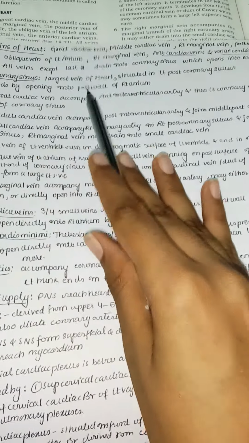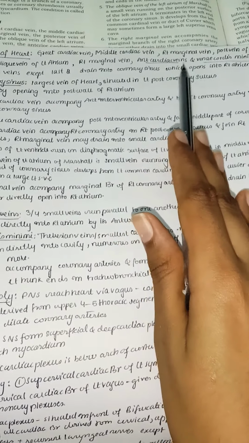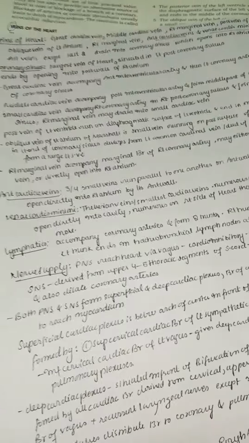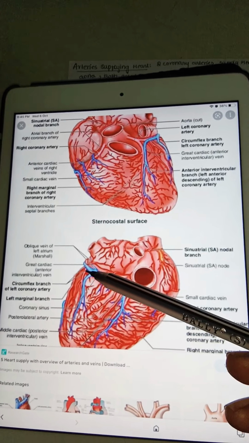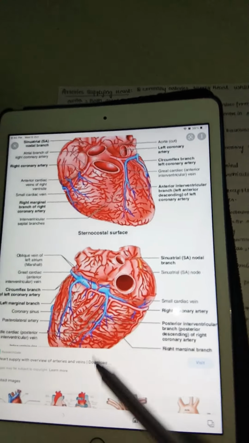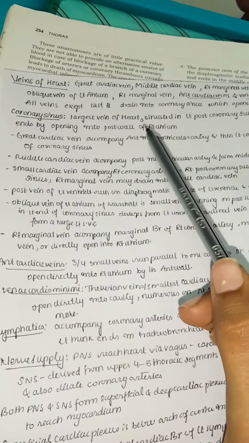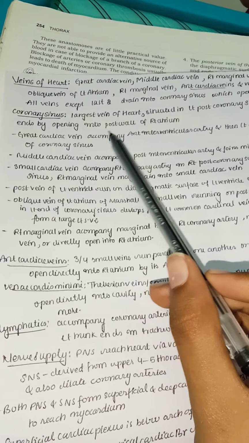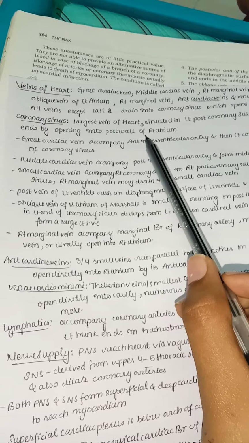Coronary sinus is the largest vein of the heart. It is situated in the left posterior coronary sulcus. So you know what is the posterior coronary sulcus. For example, if you see this is the posterior side of the heart, so here you will have the posterior coronary sulcus. So the largest vein of the heart, situated in the left posterior coronary sulcus, ends by opening into the posterior wall of right atrium. So mainly they open into the posterior wall of right atrium.